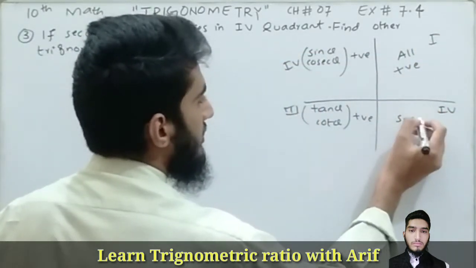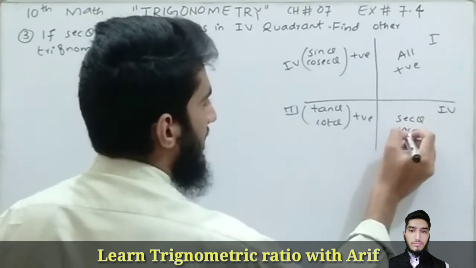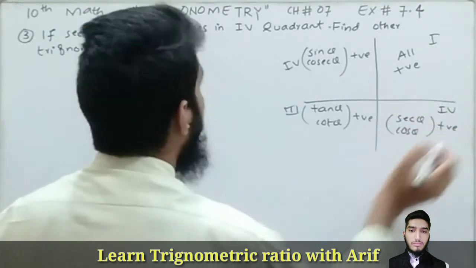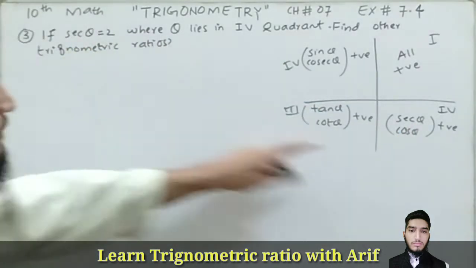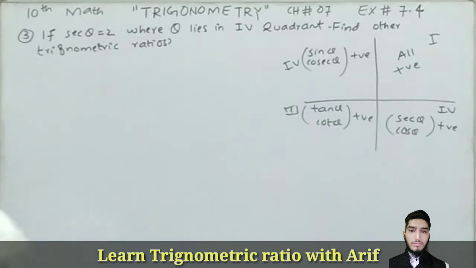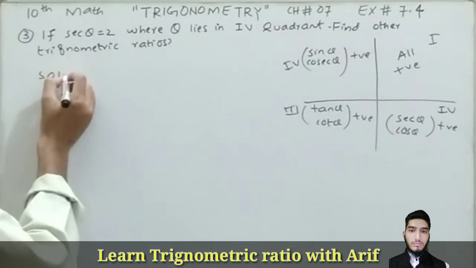In quadrant number 4, secant theta and its reciprocal cos theta are positive. The question says that theta lies in the fourth quadrant. It means that secant theta is positive in this quadrant, and cos theta will always be positive. So let us move toward the solution of this problem.